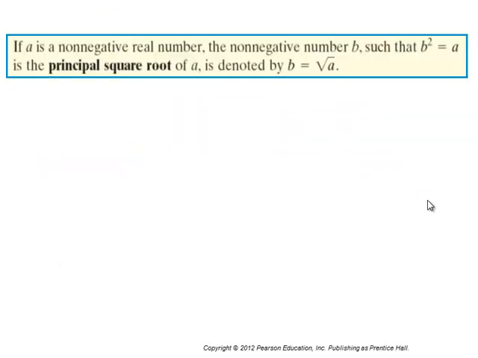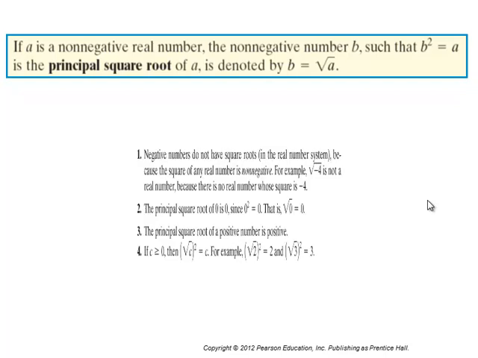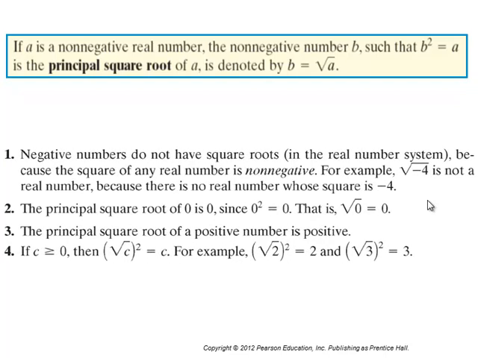Square roots. Now when we talk about the square root of a number, we're talking about that positive number whose square is equal to the number that you're taking the square root of. Here are some rules regarding square roots. As long as we're staying in the real number system, then you can't take the square root of a negative number.